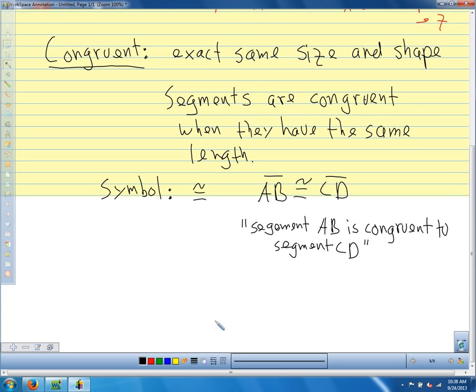The way we mark things to show that they're congruent, if we have a drawing, is if, for example, I have a triangle, and I want to say that two sides are the same, that two sides are congruent, I put little tick marks on it. The sides with the same number of tick marks would be congruent.